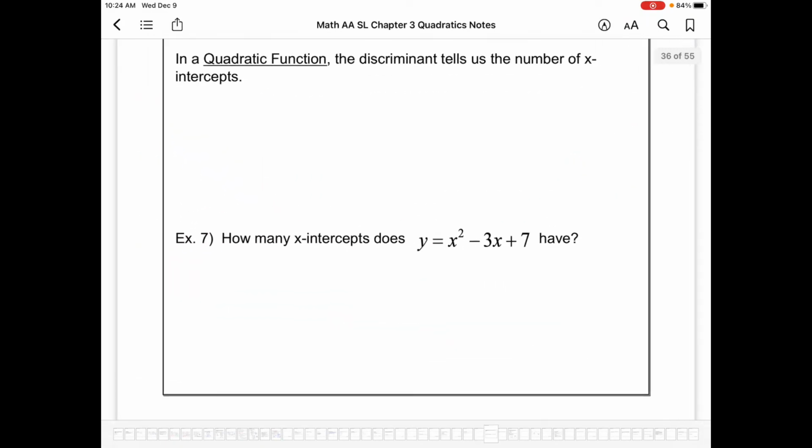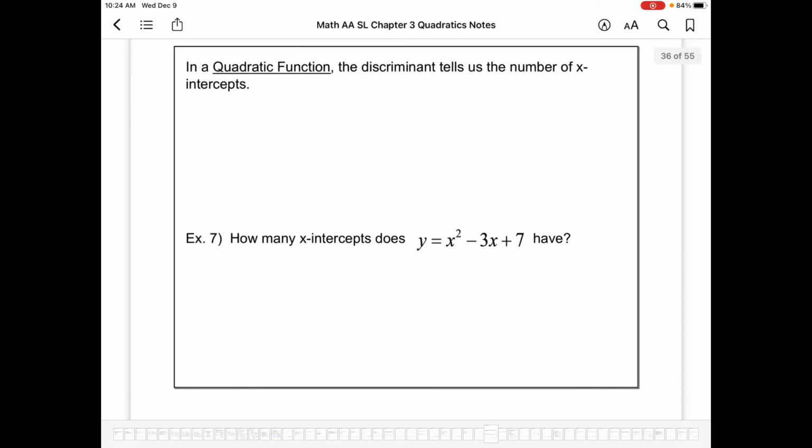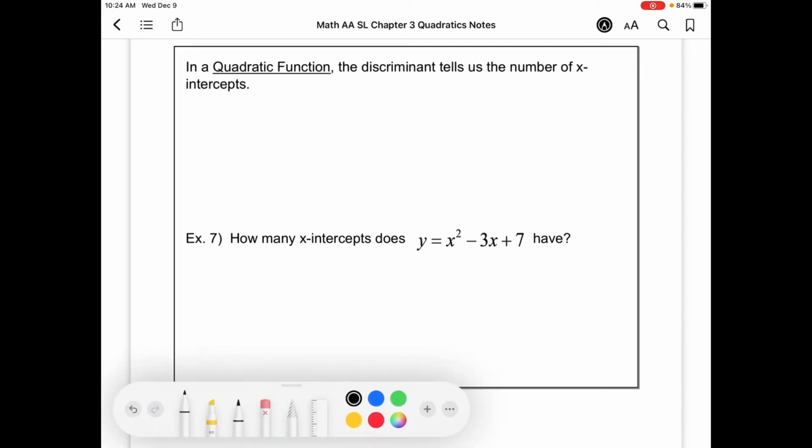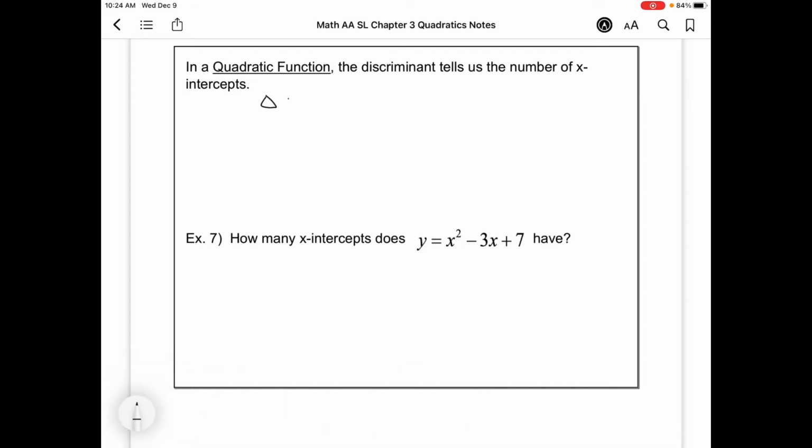So that brings us back to the role of the discriminant. Remember, the discriminant is just b squared minus 4ac. It's the part of the quadratic formula that is under the square root symbol. And it tells us the number of solutions in an equation. For a function, it tells us the number of x-intercepts.